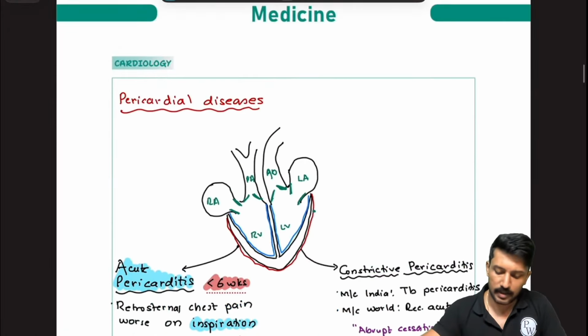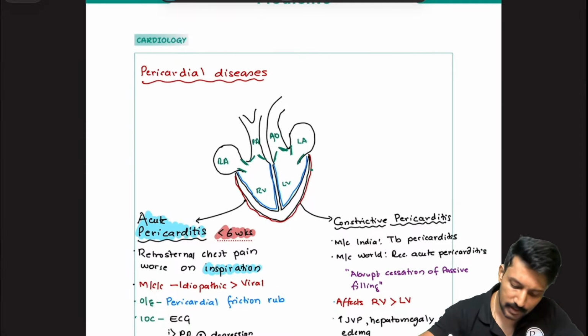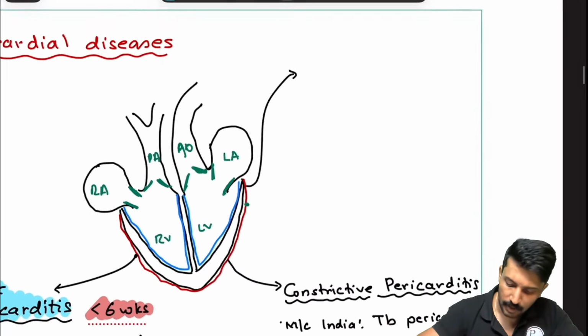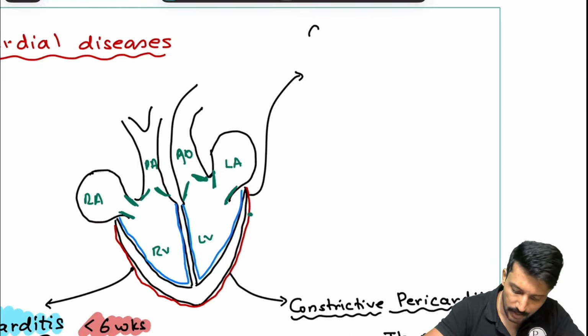That is the second pericardial disease. Now we have one more pericardial disease, which is nothing but cardiac tamponade.